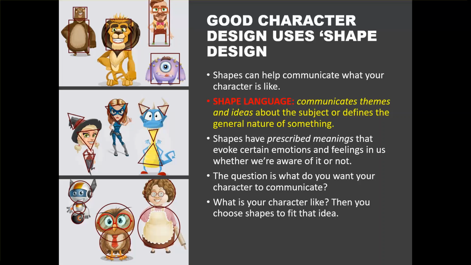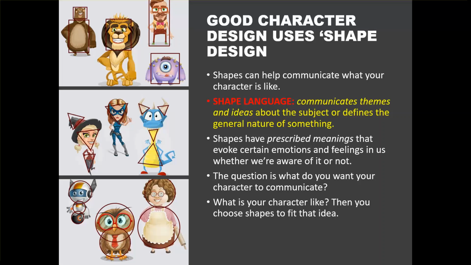So the question is, what do you want your character to communicate? And then what is your character like? Then you choose shapes that fit that idea. So you look at the shapes on the far left. We have some square shapes, which communicate what those characters are like. Some of the square shapes are smaller, some are larger, but they still communicate. The angular shapes in the middle, those triangular ones, also communicate. And the really round shapes, which differ in size, also communicate what that character is like.